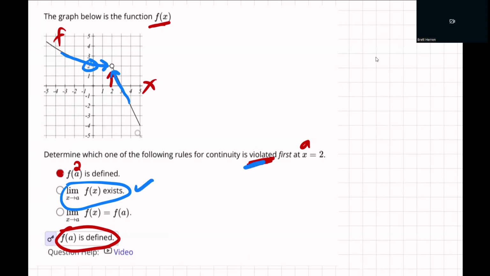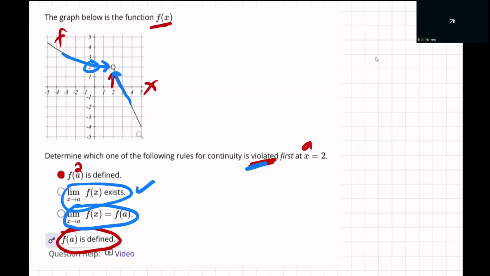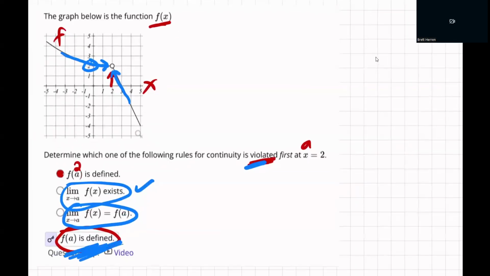This one's okay. And how about, does the limit as x goes to a of f of x equal f of a? Well, f of a is not even defined. So that's what we're saying. f of a is not even defined. So that's the first violation and problem. All right, let's go on.